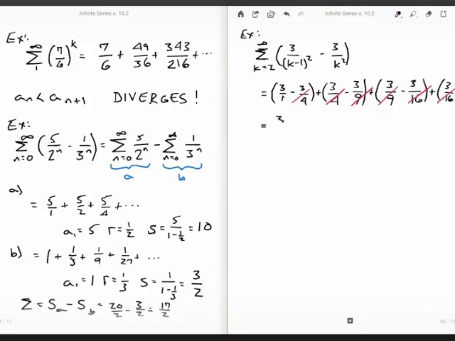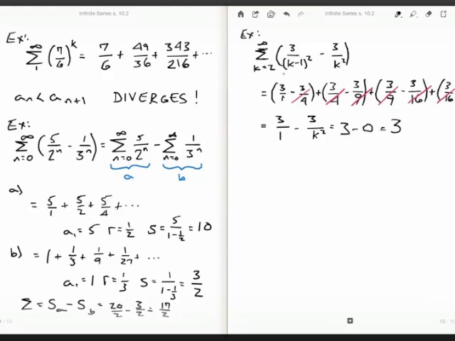3 over 1. Let's see, the last one will be a minus, really, right? So minus 3 over k squared, which equals 3 minus 0, which equals 3. I almost wrote 0, 3. All right, so that one works out.